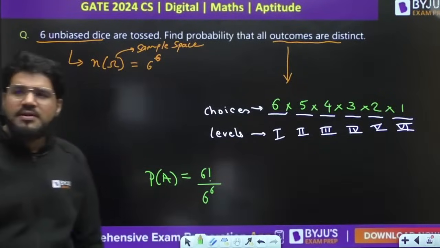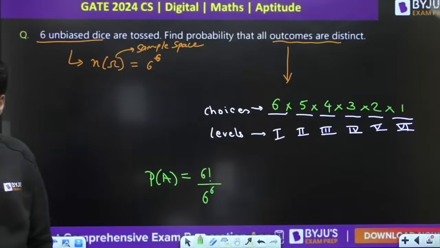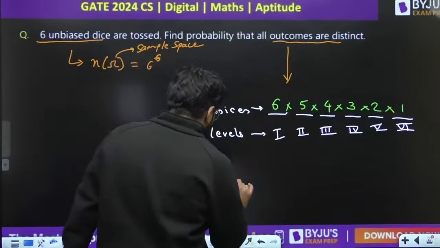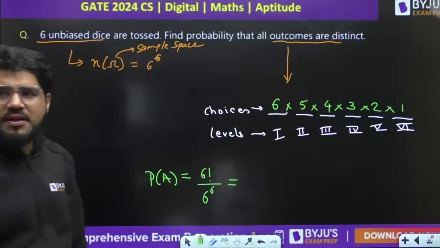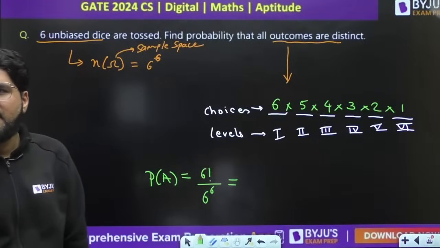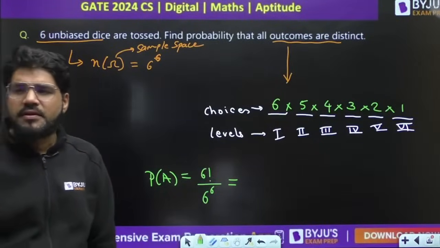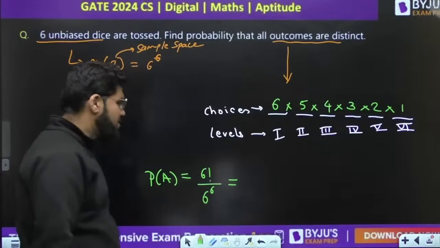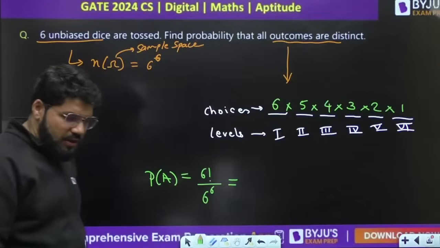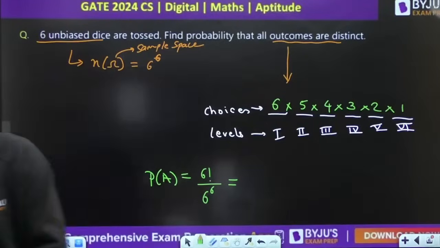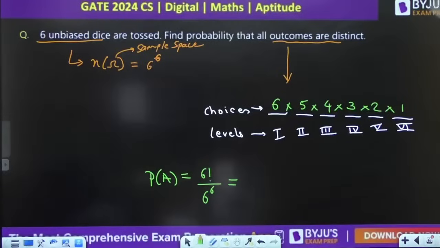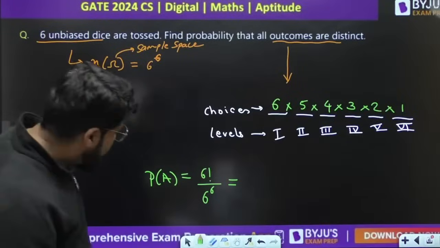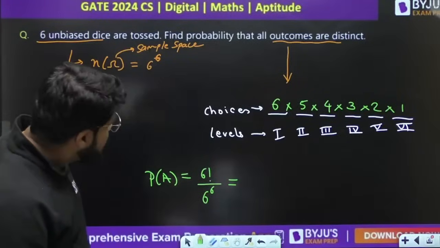Even this is an MCQ as per the data given by Praveen. So you can just simplify and get hold of this answer. How much should it turn out to be? Let's just calculate the number.